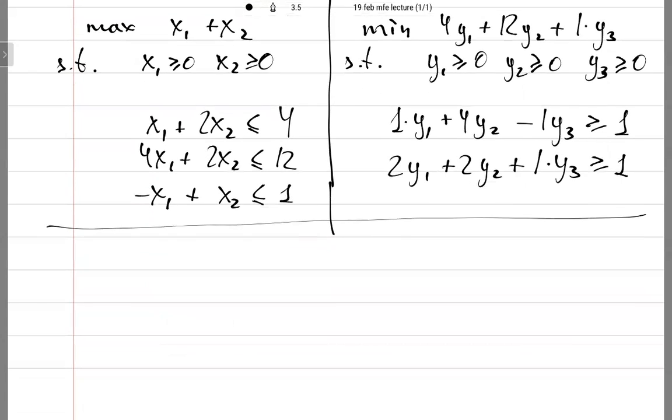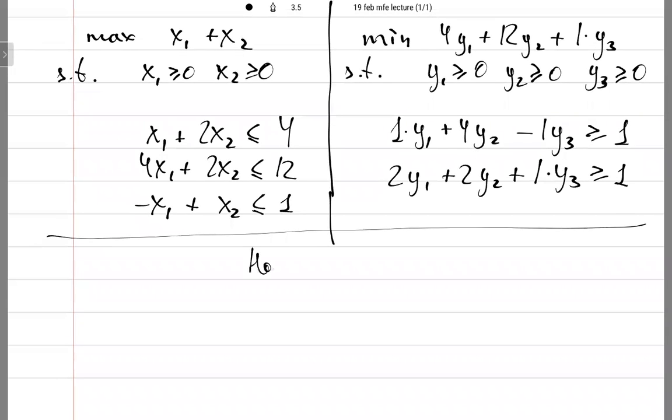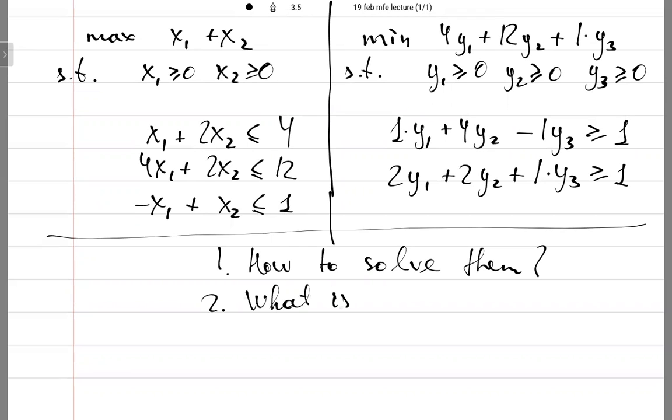My main question is how to solve them. And the second question, what is the deep link? What is the link between these two problems?